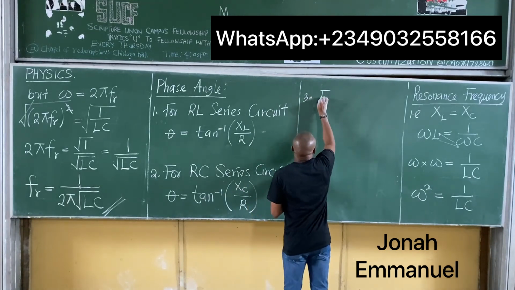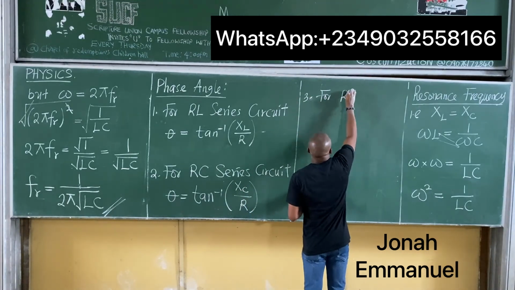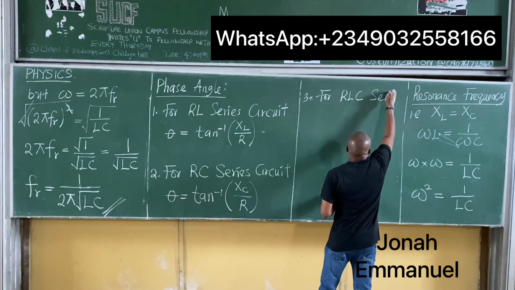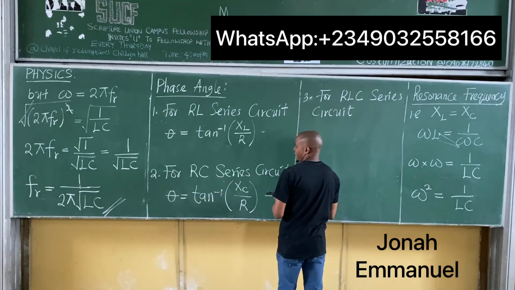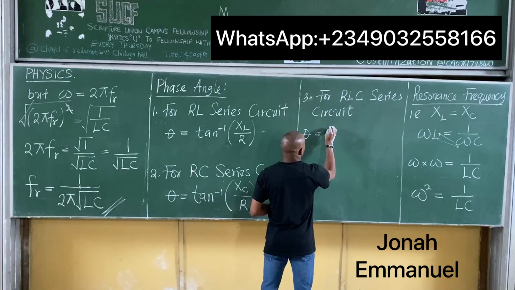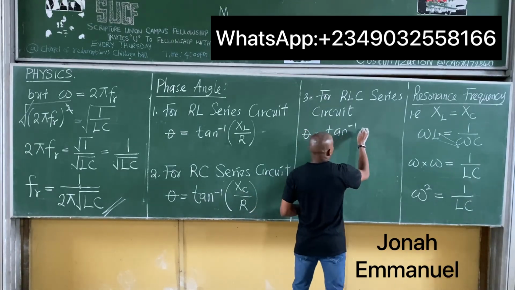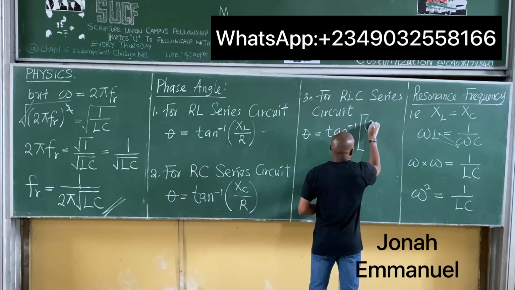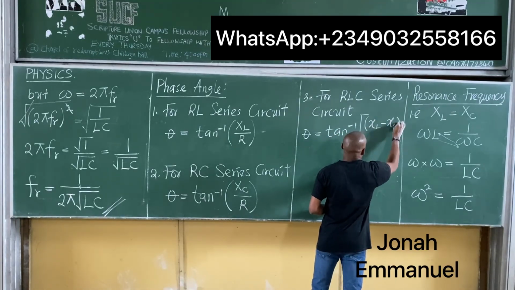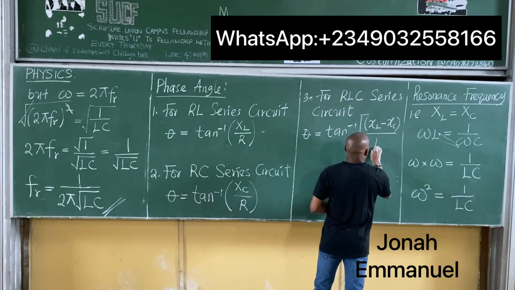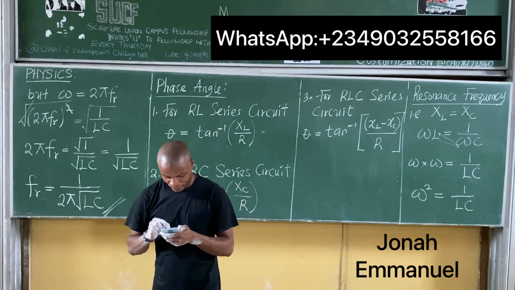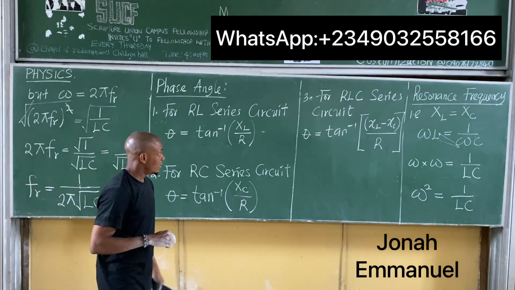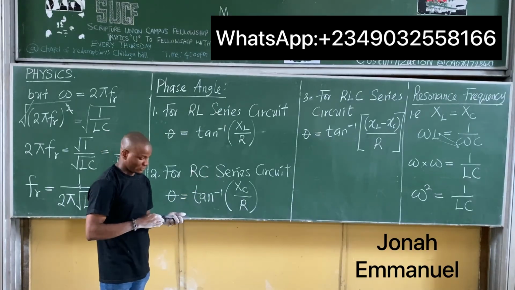Finally, for an RLC series circuit, the phase angle theta is equal to tan inverse of XL minus XC all over R. Alright, so please note these three phase angle formulas. Let's do a question, please.